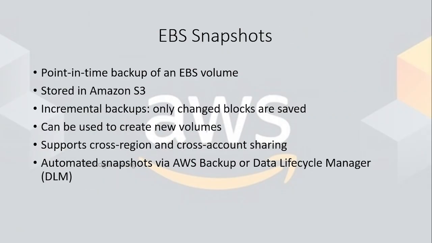An EBS snapshot is a point-in-time backup of a volume stored safely in Amazon S3. When you create one, AWS only saves changed blocks after the first snapshot, which saves time and storage space. This is called an incremental backup. Snapshots can be used to create new volumes or shared across regions or accounts. You can automate snapshot creation using Data Lifecycle Manager, or DLM, or AWS Backup, which helps with data protection policies.